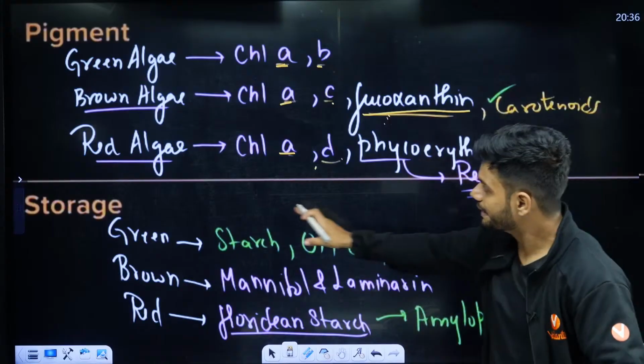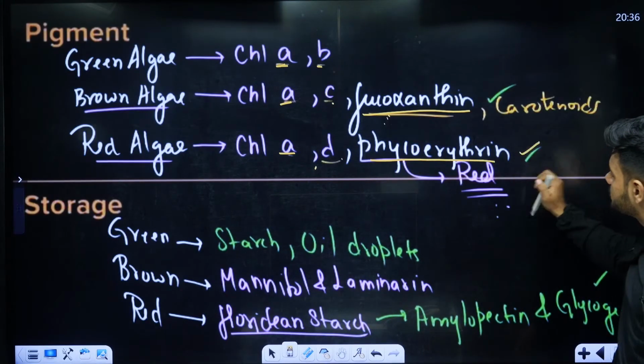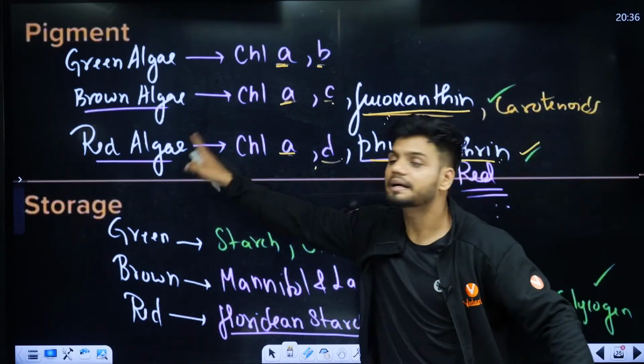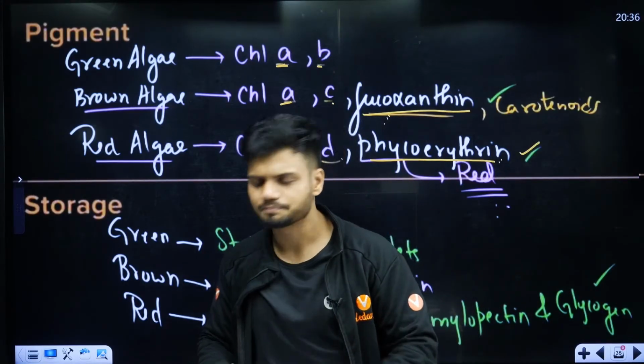Students, now in the case of red algae, we have phycoerythrin. Phycoerythrin is the red color pigment. So this pigment will give you the red color to the red algae. तो पिगमेंट्स बहुत ही इंपॉर्टेंट है, एग्जामिनेशन में पिगमेंट्स पूछते हैं बहुत बार स्टूडेंट्स.